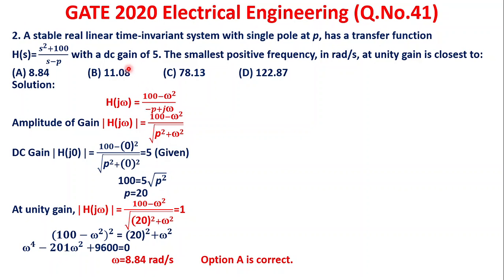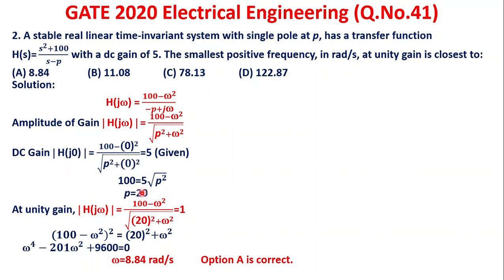They have given DC gain as 5. DC gain means omega equal to 0, because DC means time period infinity or frequency 0. So substitute omega as 0. So 100 minus 0 square divided by the square root of p square plus 0 square equals 5, given. When we cross multiply, 100 is equal to 5 into root of p square. So 100 is equal to 5 into p, or p is equal to 20.